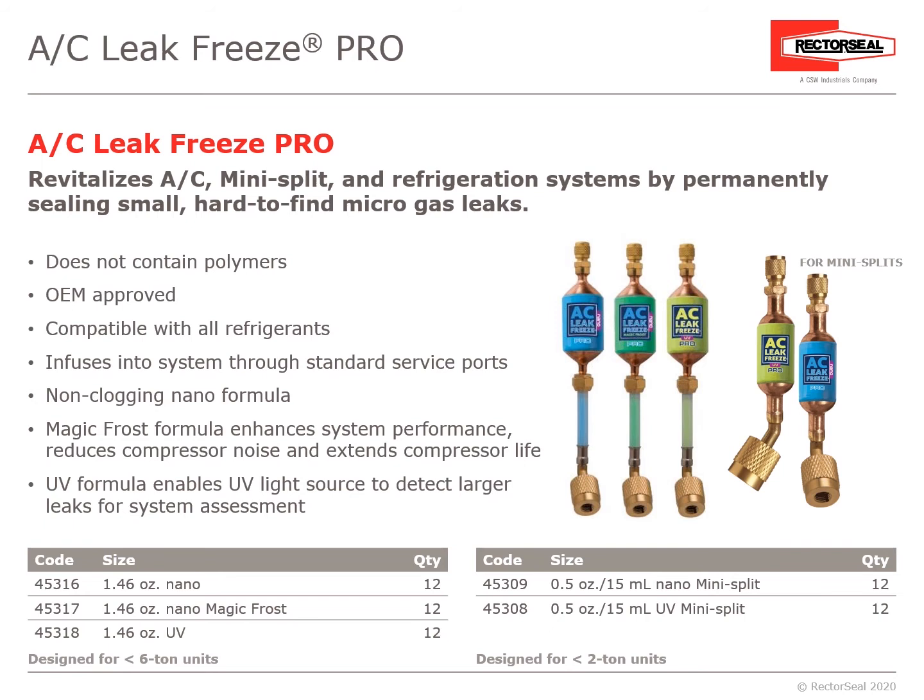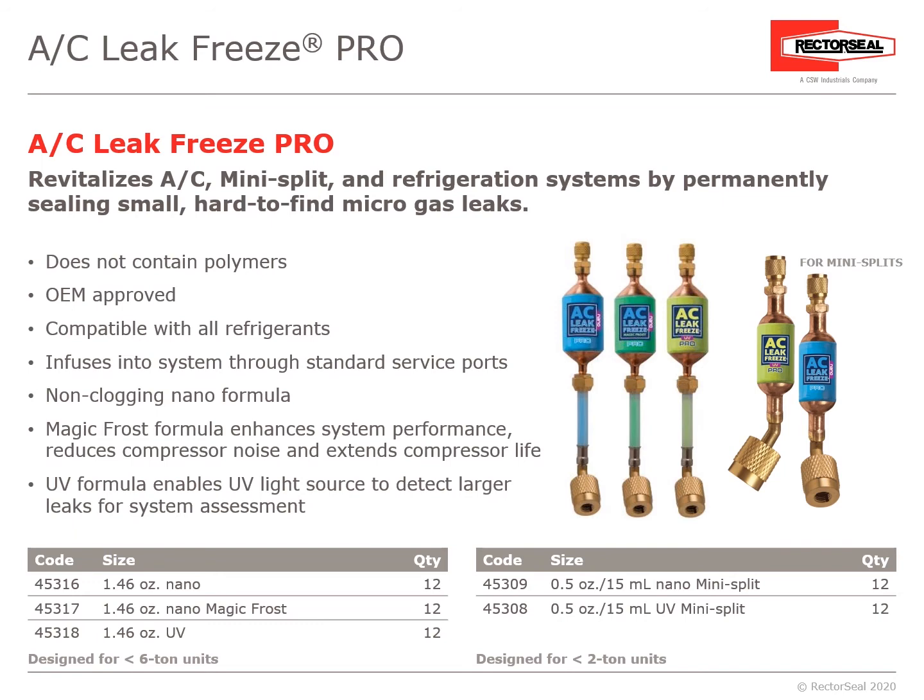On the left column, you will see we have a 1.46 ounce AC Leak Freeze Nano. That is the leak sealant. The next item is a 1.46 ounce Nano with Magic Frost. It's a 2-in-1 product that has a leak sealant and a system enhancer, which is Magic Frost. Then we also have a 1.46 ounce that is a leak sealant with UV dye. These items are good for systems up to 6 tons.